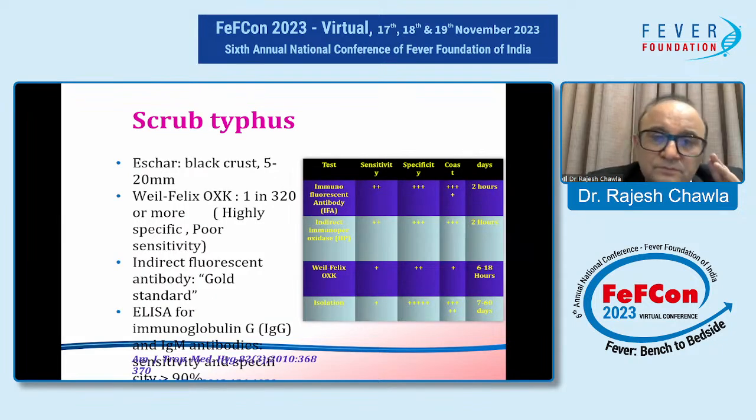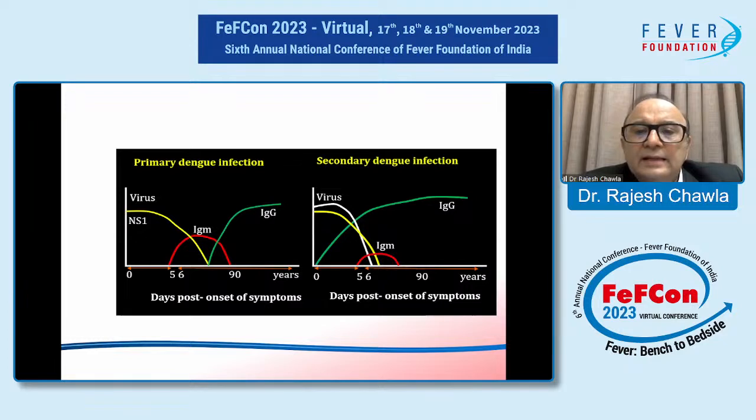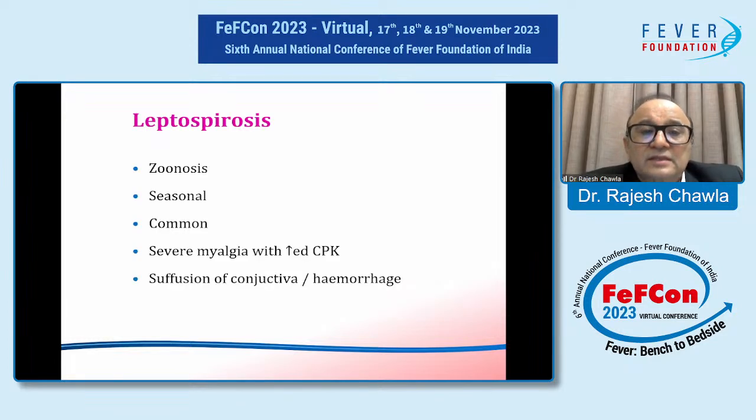Scrub typhus, again, the eschar and the Weil-Felix test, which we have known for many years, but now they say if the titer is 1 in 320, then it is probably specific. Indirect fluorescent antibody is the gold standard, and usually we do the ELISA for IgM and IgG antibodies. Dengue fever, we know NS1 is for the first 5 days, and IgM from the 5th to 9th or 10th day, when the sensitivity goes from 50 to almost 99%. And this is how the viremia presents.